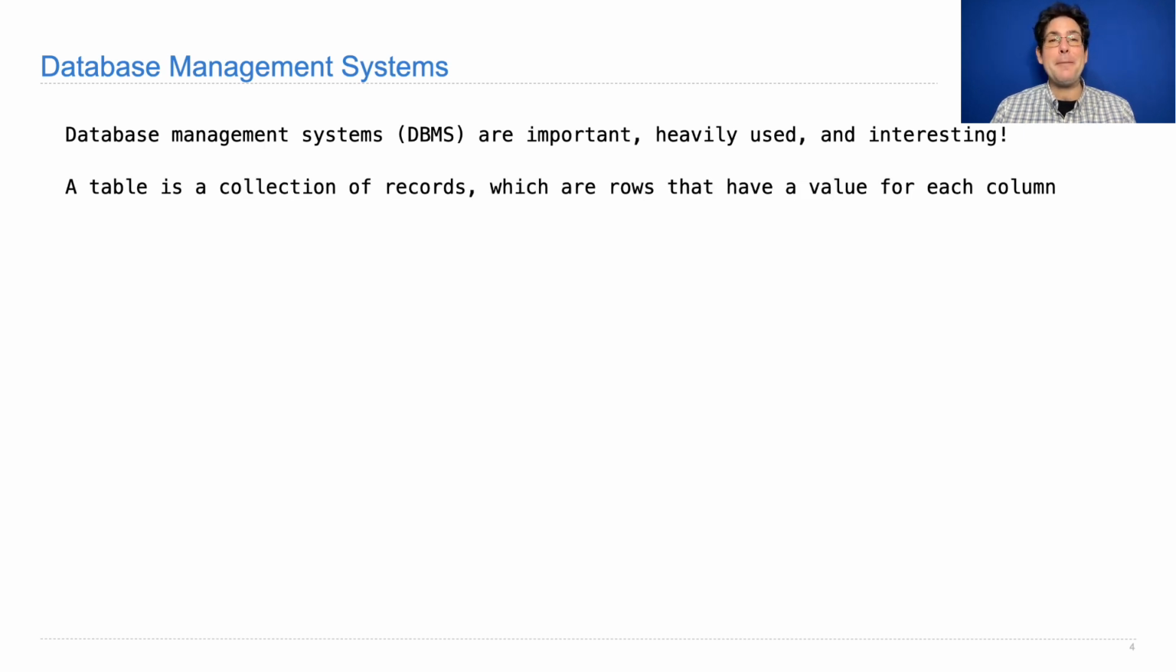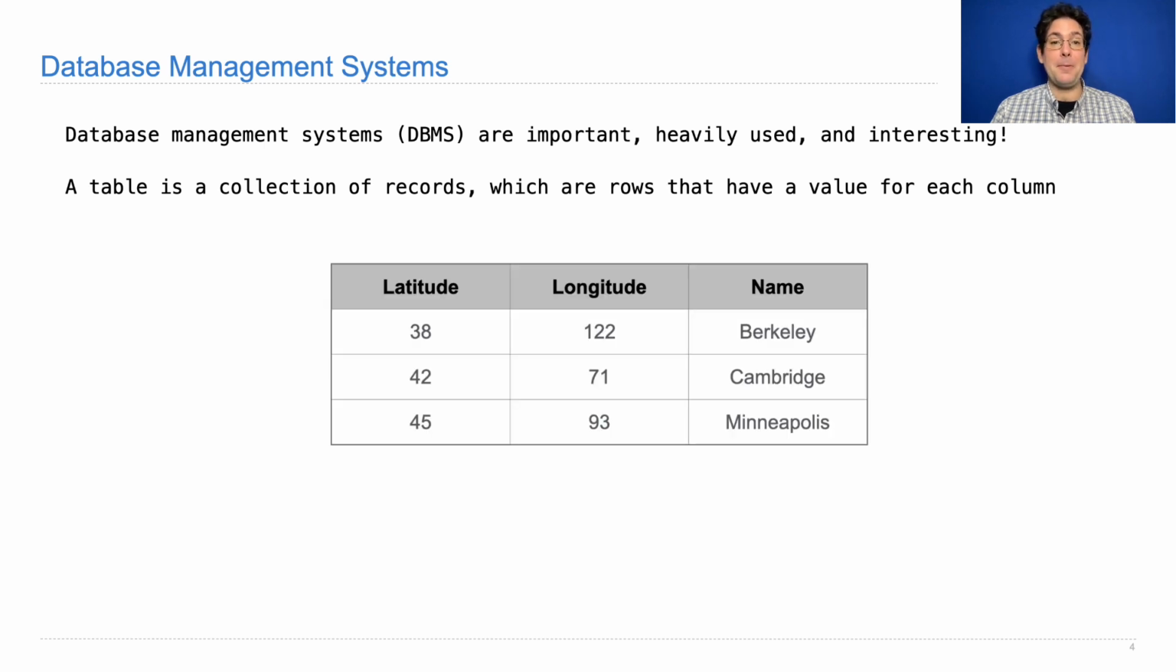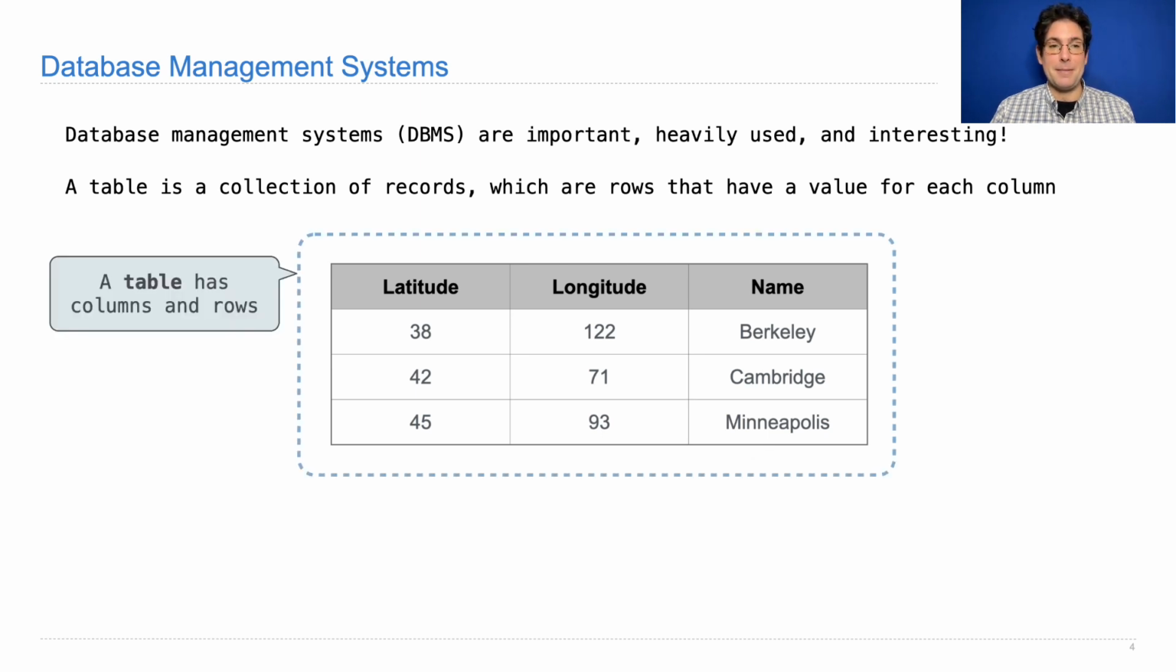And the way a database organizes the data that it contains is through tables, which are collections of records. These records are rows in the table, and they have a value for every column in the table. So what would be the records in this table? Well, there's one for Berkeley, one for Cambridge, one for Minneapolis. Those are the rows or records. The columns describe information about those places.